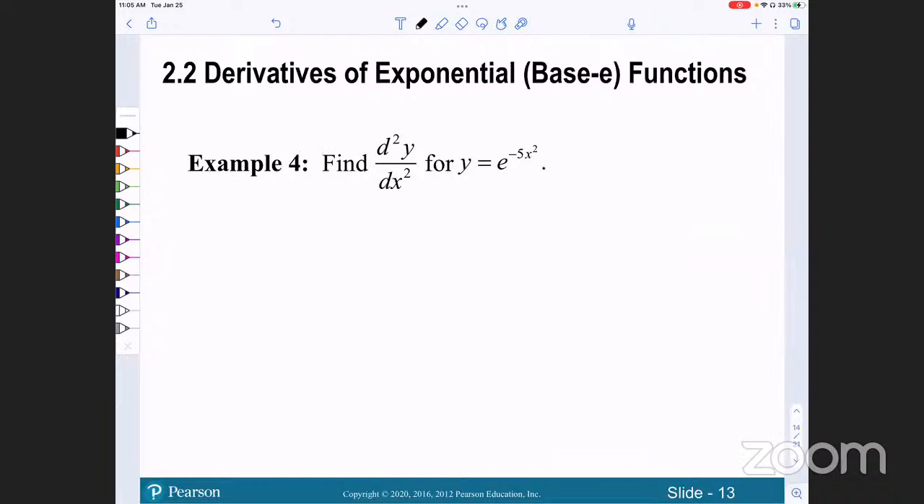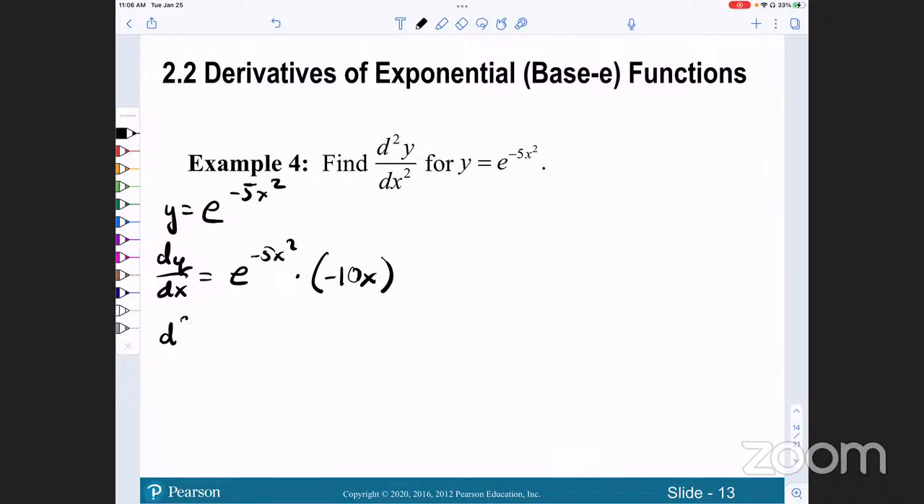Okay. So with this example, we're asked to find the second derivative of y with respect to x of this, right? So basically take the derivative and then take the derivative again. So if we're starting with y equals e to the negative 5x squared, then dy by dx is going to be itself, e to the negative 5x squared, times negative 10x, right?